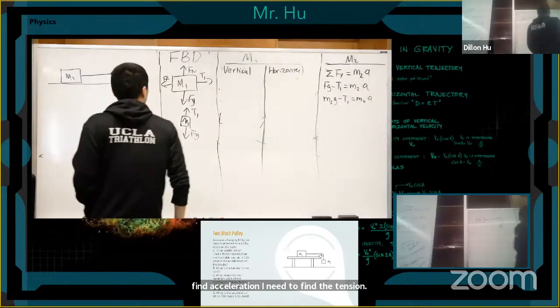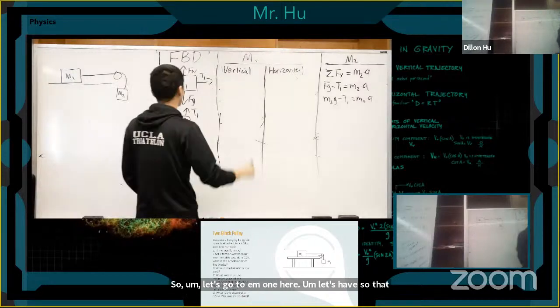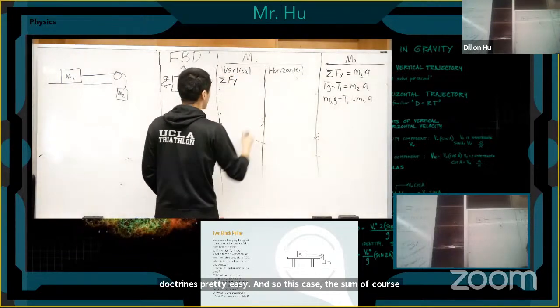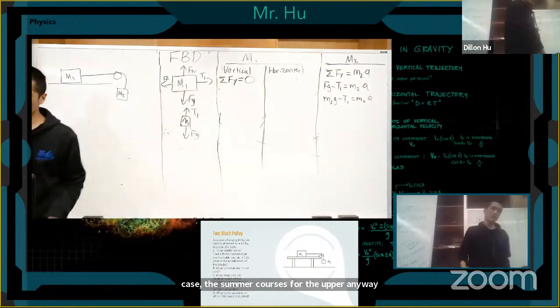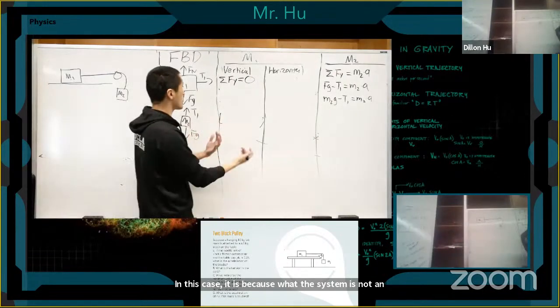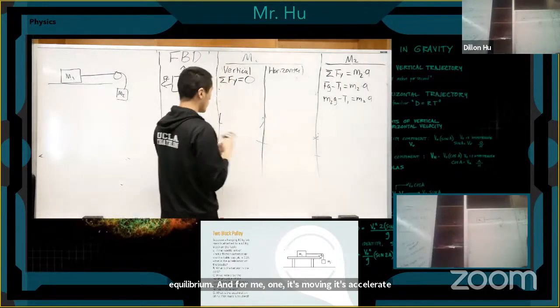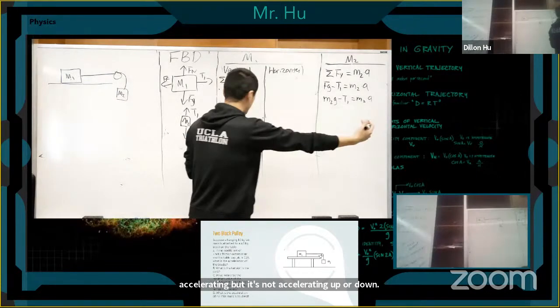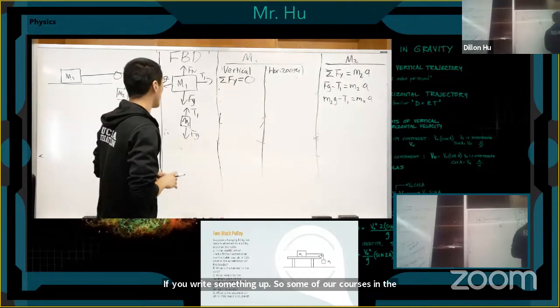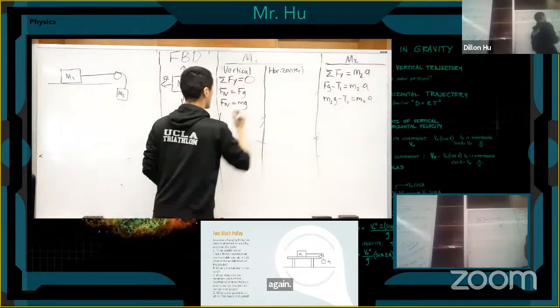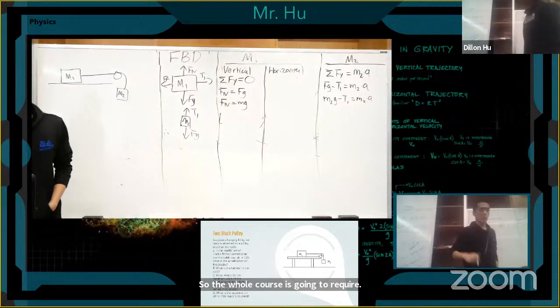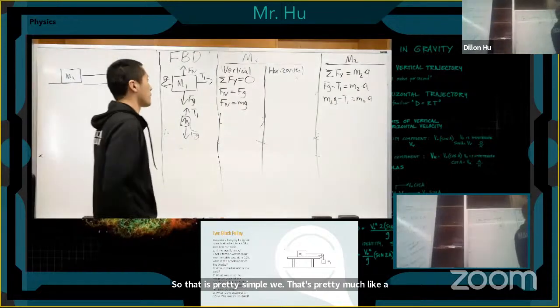So let's go to M1 here. Let's start with the vertical direction because the vertical direction is pretty easy. In this case, the sum of all forces for M1 in the vertical direction is zero. While the system is not in equilibrium, and M1 is accelerating, it's not accelerating up or down, right? It's being pulled to the right, it's not being pulled up. So the force going up, the normal force, is going to equal the force going down. So the normal force is just going to equal mg. That is pretty simple, and a lot of times we can already know this.